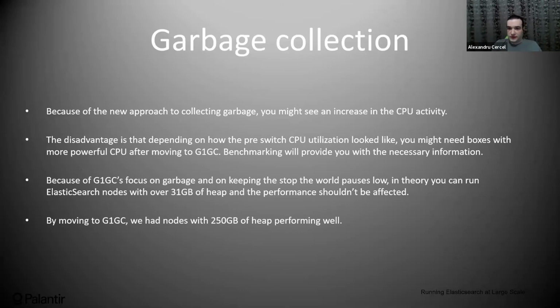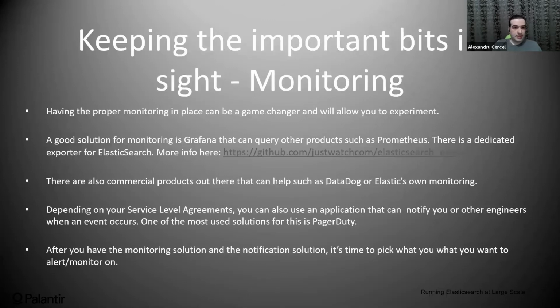You will see increased CPU activity using G1GC, and if you switch to it, you might end up with bottlenecked boxes on CPU. But it's going to be faster, it's going to be more efficient. So with this, you can even go over the 31 gig I mentioned earlier.